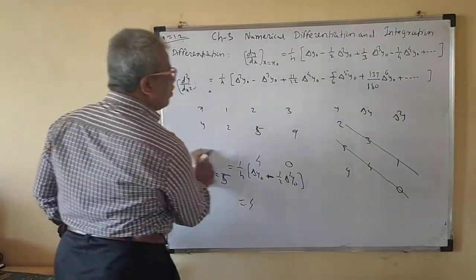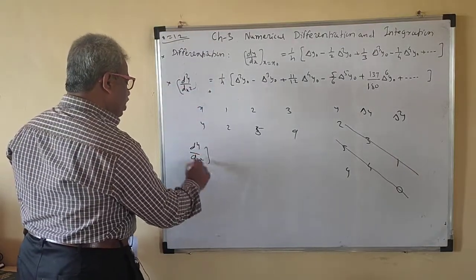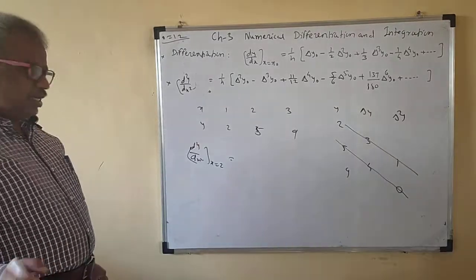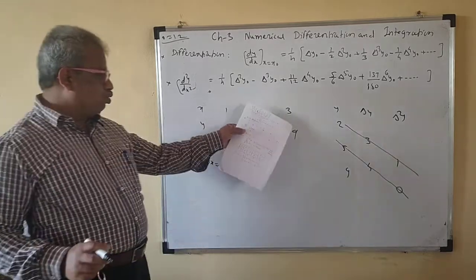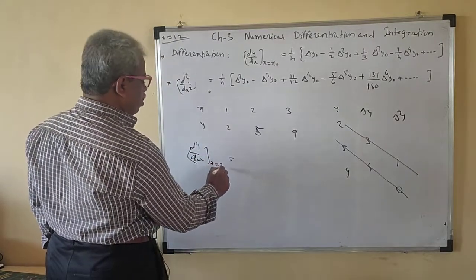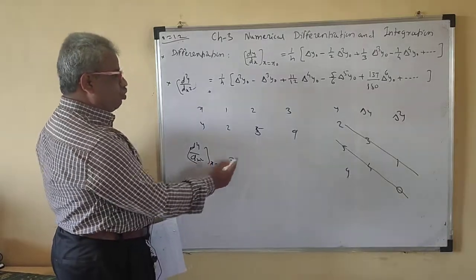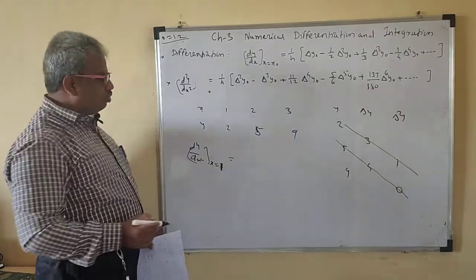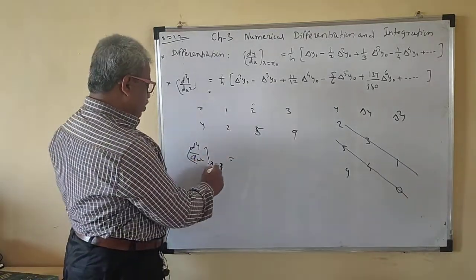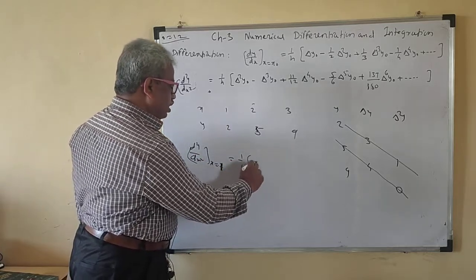Okay, so what happened for the second derivative now? Second derivative, okay, so d2y by dx square at x is equal to 2 you can find only. For 5 it is 0, for 9 it is 0. For 2 it is 0, for 3 it is 0. So d2y by dx square at x is equal to 2 is what you got, not for 5. So what is the formula? 1 by h del square y naught.